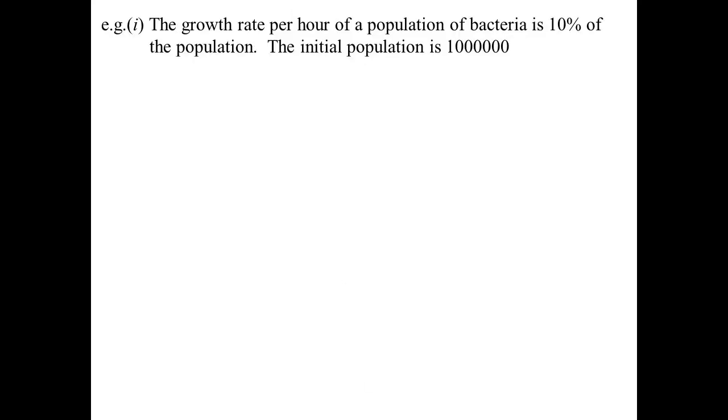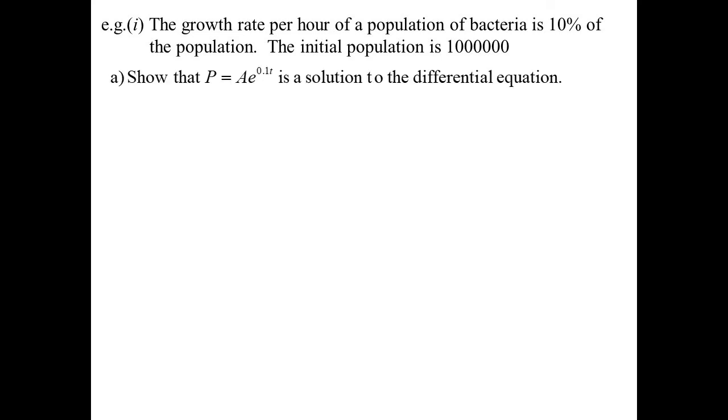First example, we've got some bacteria that's hanging around and it's growing at a rate of 10% of the population. So that's its growth rate per hour. Initially, we have a population of 1 million. At this stage, a standard sort of problem would give you the solution and say, look, show that it works. So that's what we're doing here. Show that P equals Ae^(0.1t) is a solution to our differential equation. And you might be saying, well, hang on, what differential equation? They didn't give me one. Well, they didn't write it out specifically, but it's there in the question. They said the growth rate per hour is 10% of the population.